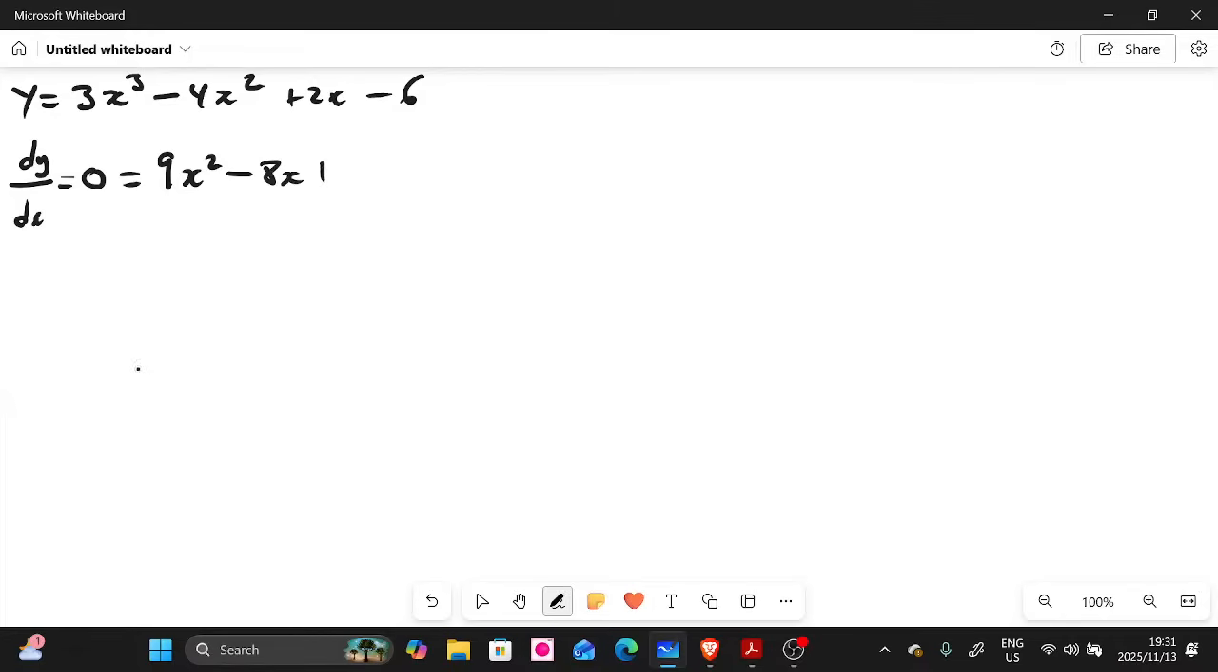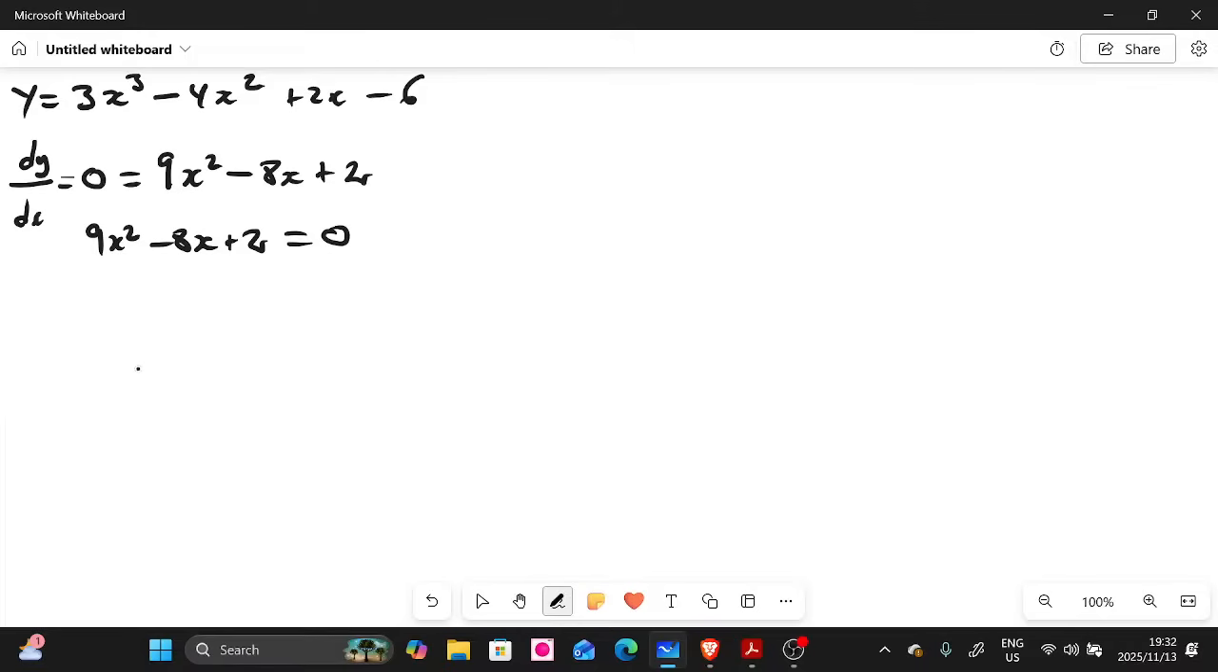And then the last term is going to be positive 2. And the constant, this one here, is 0. Don't include it, guys. Remember, when you derive a constant, it's going to be 0. Now we have a trinomial. Let me rewrite it: 9x squared minus 8x plus 2. All this is equal to 0. Guys, the derivative is equal to 0.